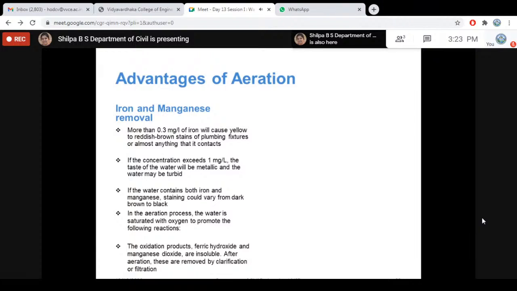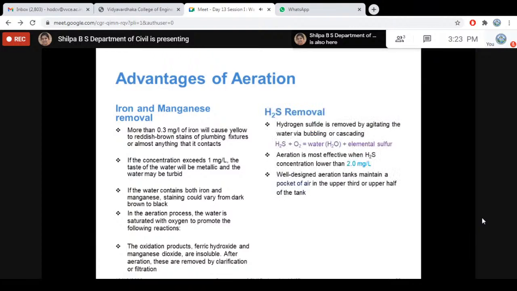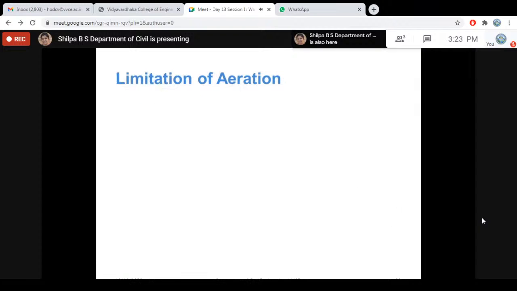Not only that, we can also remove hydrogen sulfide through aeration. The reaction that takes place during aeration is that hydrogen sulfide reacts with oxygen, forming water and releasing elemental sulfur. So aeration is the most effective method to remove hydrogen sulfide when its concentration is lower than 2 milligram per liter.